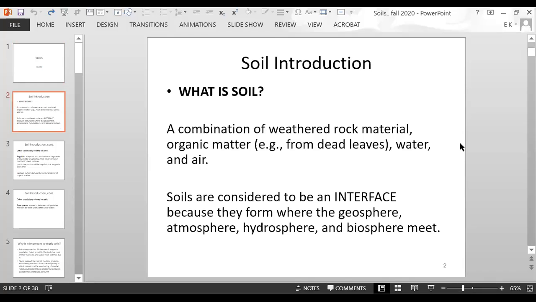Soils. What is soil? Soil is a combination of weathered rock material, organic matter, water, and air. And the organic matter comes from materials such as dead leaves or branches, even dead animals. Soils are considered to be an interface because they form where the geosphere, atmosphere, hydrosphere, and biosphere meet.